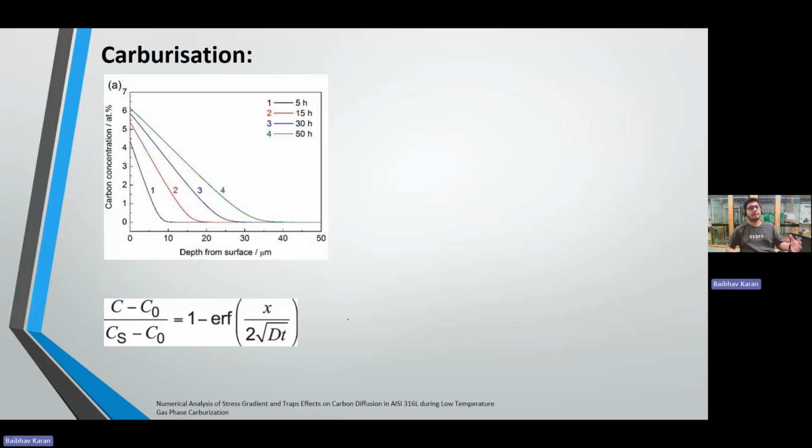This diffusion of carbon atoms from the surface to the interior of the material is defined by C minus C naught by Cs minus C naught equals 1 minus error function of x by 2 root Dt, where C is the concentration at a particular amount of time, C naught is the initial concentration, Cs is the surface concentration, and D is the diffusion coefficient. X is the distance at which we are calculating the concentration, and t is the time.